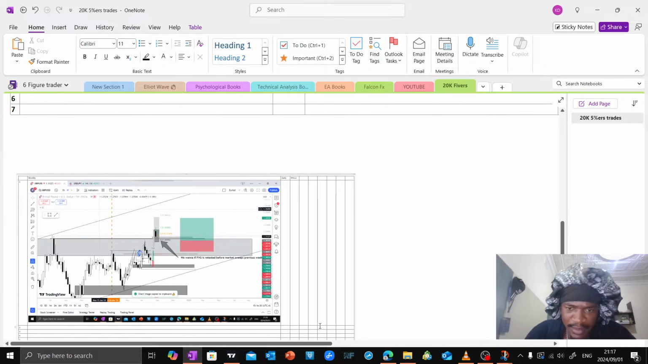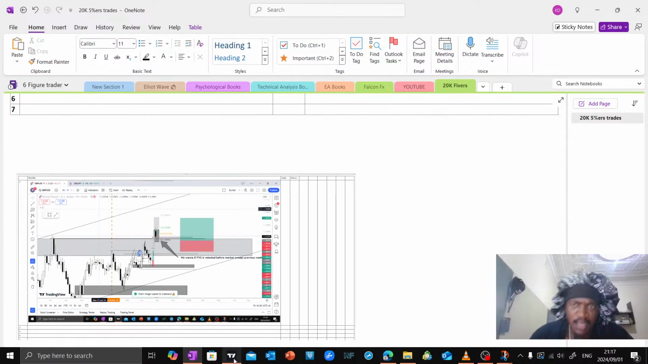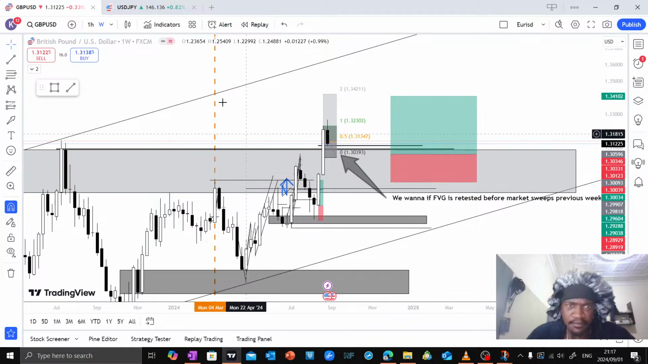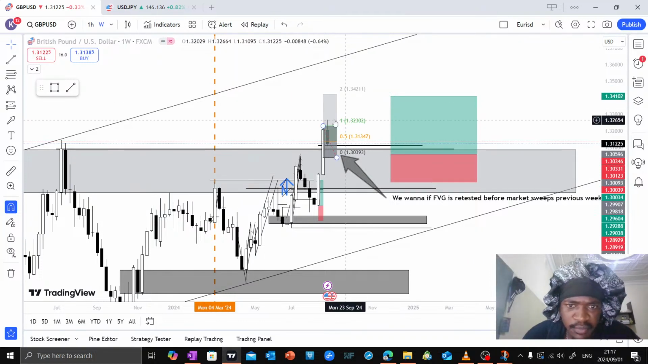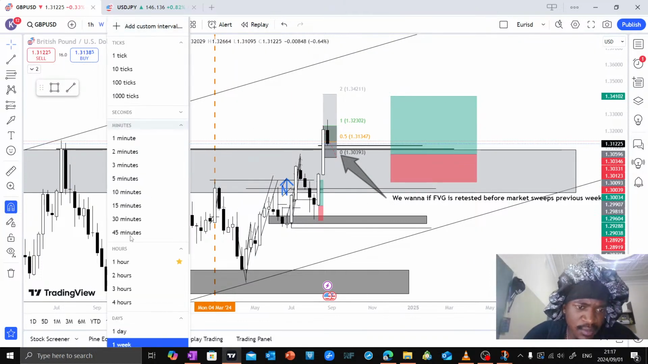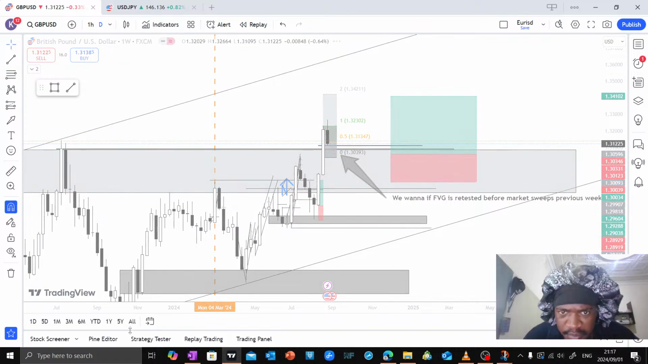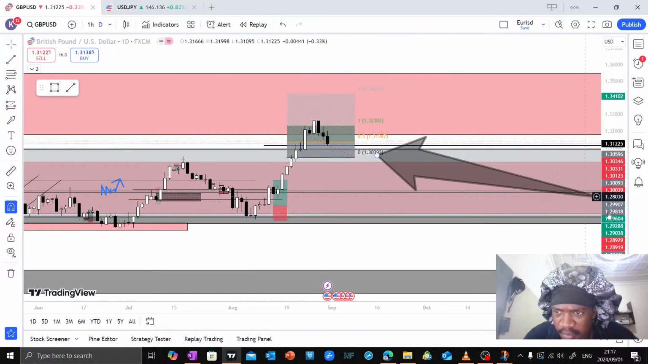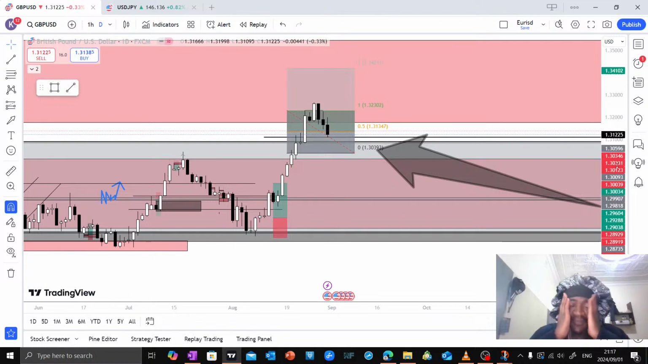So that's the weekly right there. I've explained this. Go to the daily. So let's look for levels.